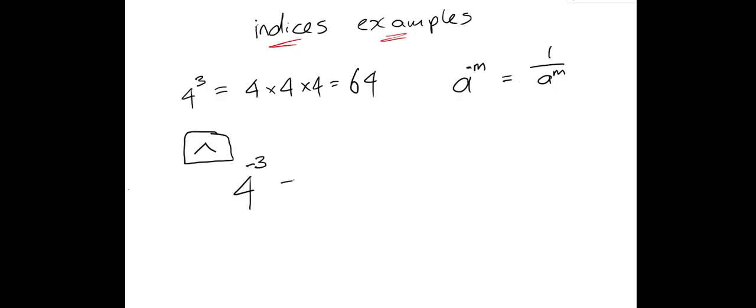So we could rewrite that as 1 over 4 to the 3, and we know what 4 to the 3 is. It's going to be 64, so the answer would be 1 over 64. And I'm just going to leave it in that fraction form. So far, so good.